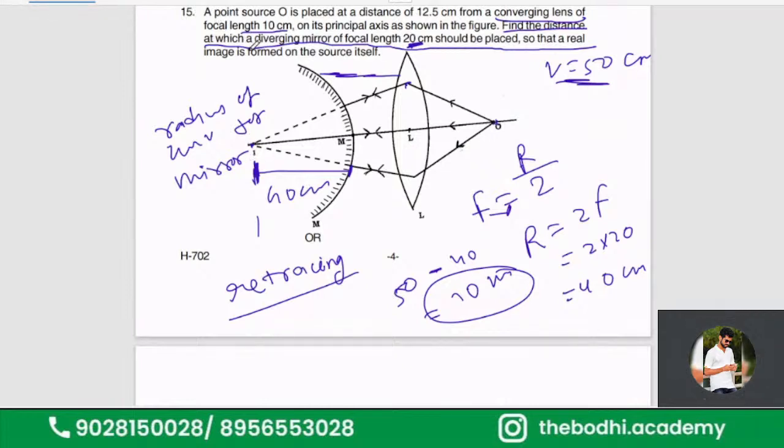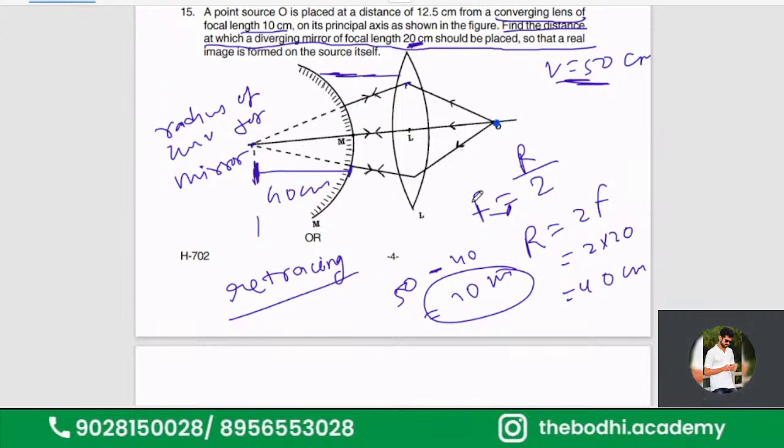So first thing, a point source O is placed at a distance of 12.5 centimeter from a converging lens of focal length 10 centimeter on its principal axis as shown in the figure. This is the principal axis. Object is here. Now find the distance at which the converging mirror of focal length 20 centimeters should be placed so that a real image is formed on the source itself.